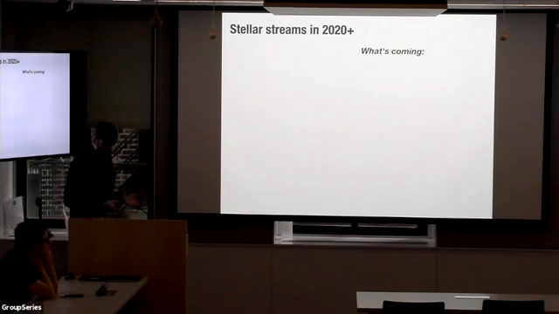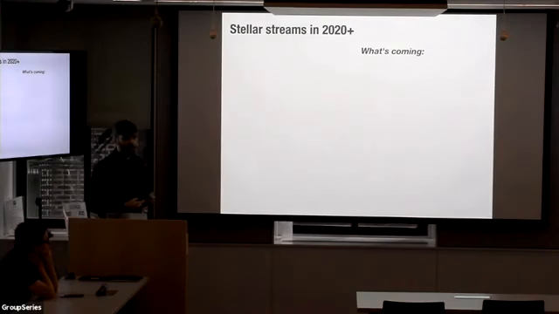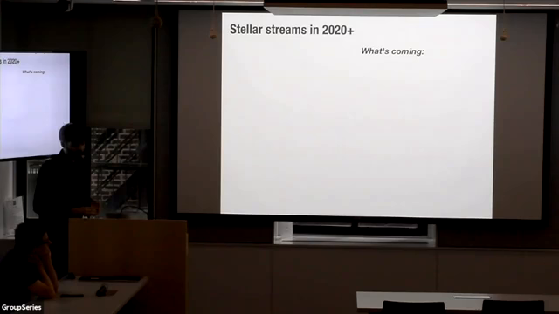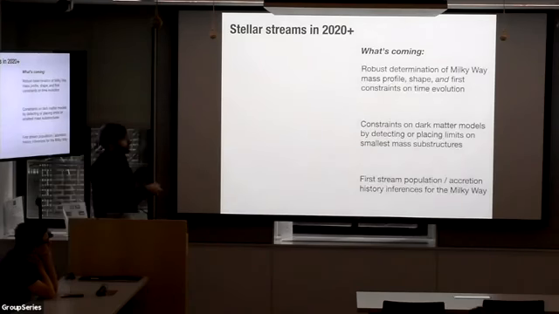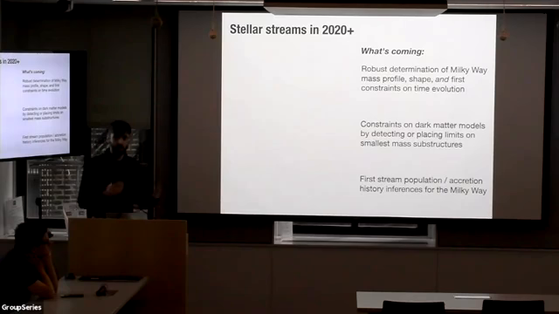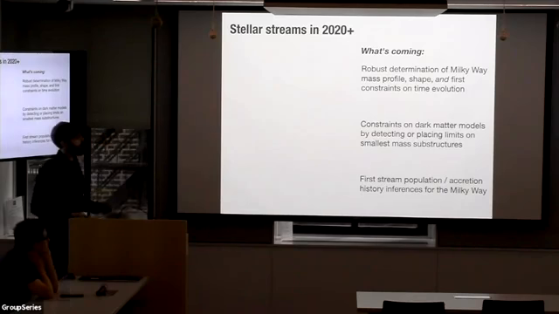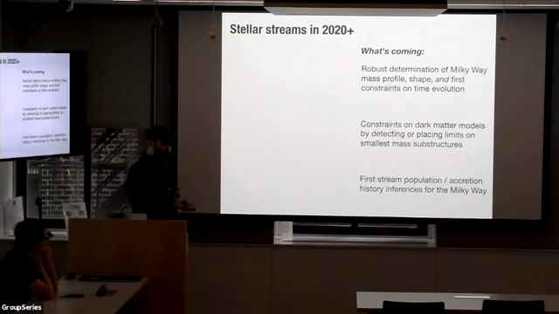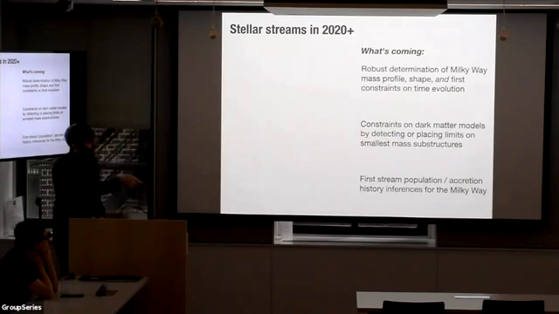So in the next decade, I think we'll be able to deliver on a lot of these things, even in spite of this. So I think sort of in the next 5 to 10 years, we will see more robust determinations of the Milky Way's mass profile, of the shape, and sort of first constraints on the time evolution and the growth of the Milky Way's halo. We'll also start to see constraints on dark matter models, more effective dark matter models, I would say, like cold dark matter, warm dark matter, basically by detecting or placing limits on the very smallest mass end of the dark matter subhalo mass function.